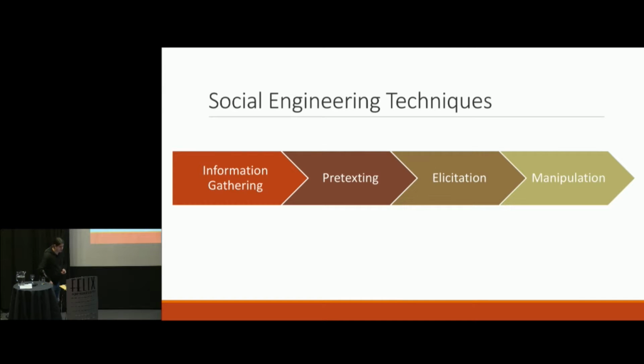So social engineering can be broadly broken down into 4 different areas in a framework. So we have information gathering, pretexting, elicitation, and then manipulation.